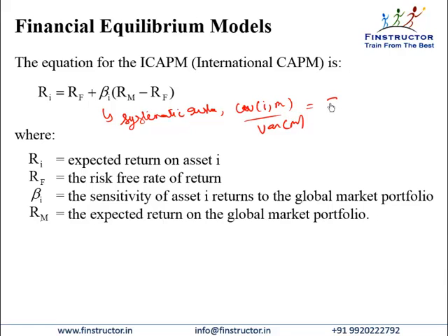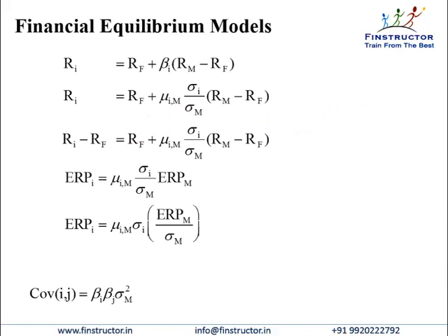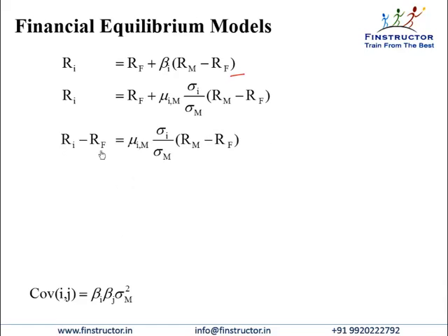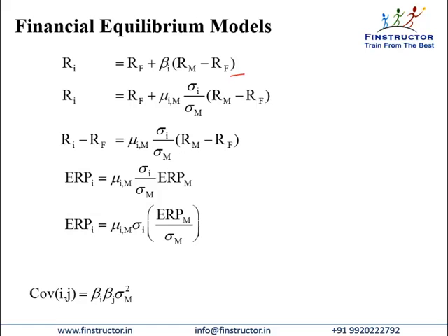This can also be written as the correlation of the stock with the market into the standard deviation of the stock divided by the standard deviation of the market. So we're just going to rearrange this equation a little bit. So the expected return is the CAPM equation. If I bring RF on the left hand side, then the risk premium on the stock is nothing but the correlation into sigma I upon sigma M into RM minus RF. Or we can say that the equity risk premium for the stock is beta times the equity risk premium of the market.